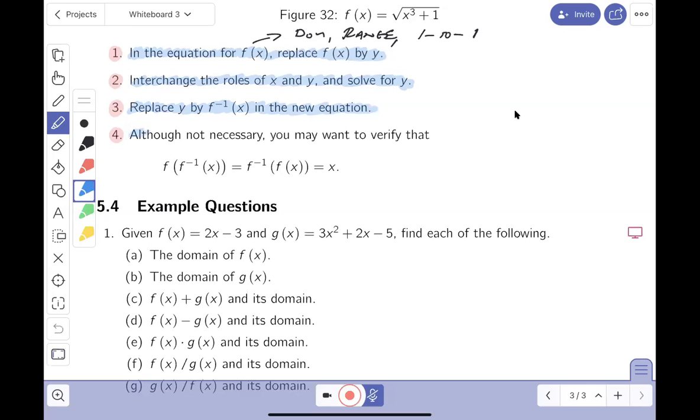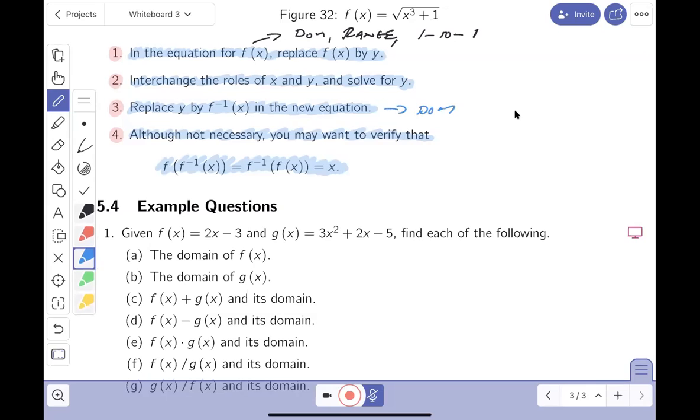Although not necessary, it may be a good idea to verify the following. Generally speaking, I don't do that. So here's the deal. You're given a function f, make sure it's 1-to-1, determine its domain and range, and follow these steps. First step, replace f of x by y. The second step, interchange the roles of x and y and solve for y. The third step, replace y by that notation f inverse of x. Here's the deal though. At the very end, you should also specify the domain and the range of this.